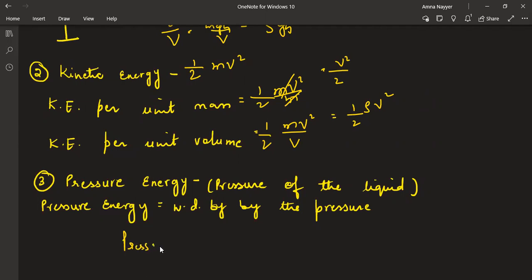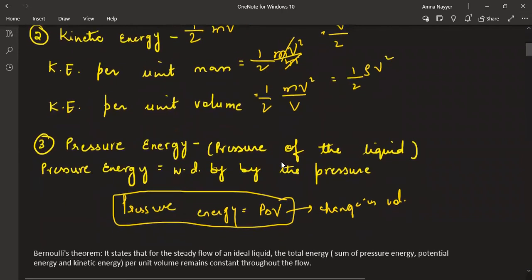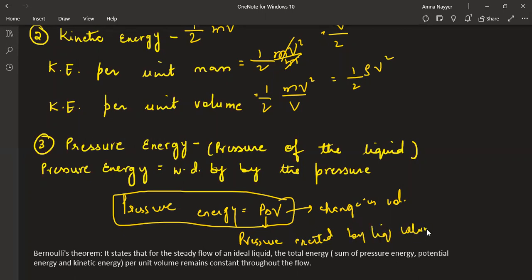So your pressure energy, since this is work done, is actually P delta V. Delta V is the change in volume, and P is the pressure exerted by the liquid column, or directly the liquid also.